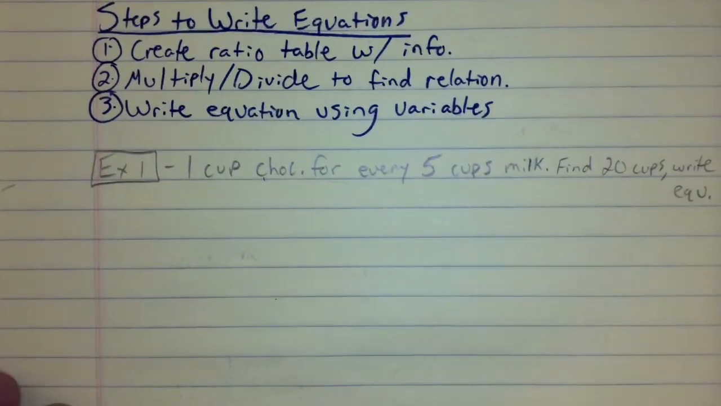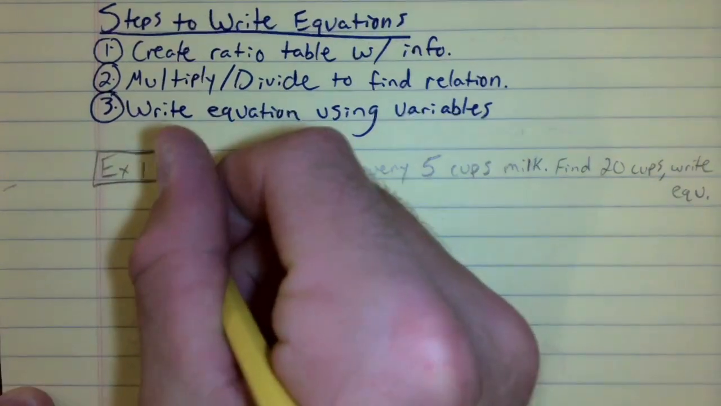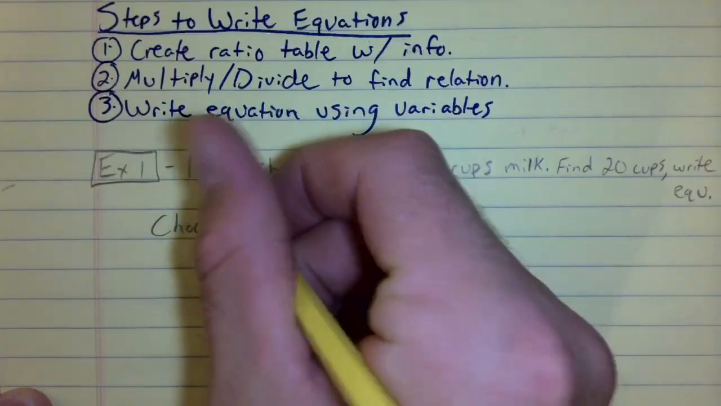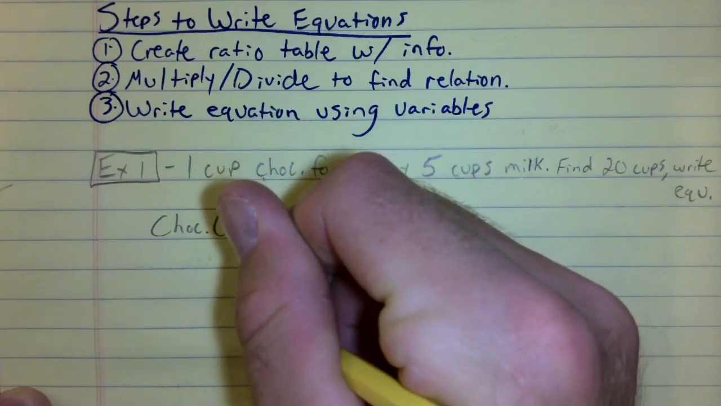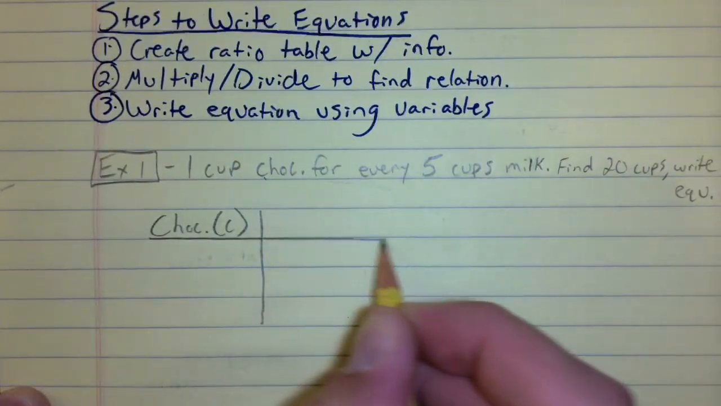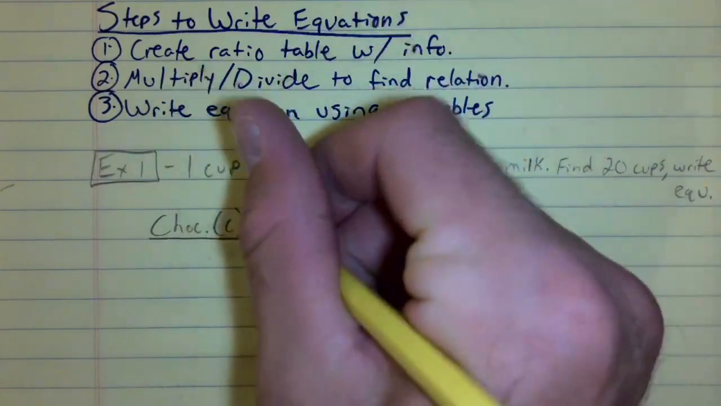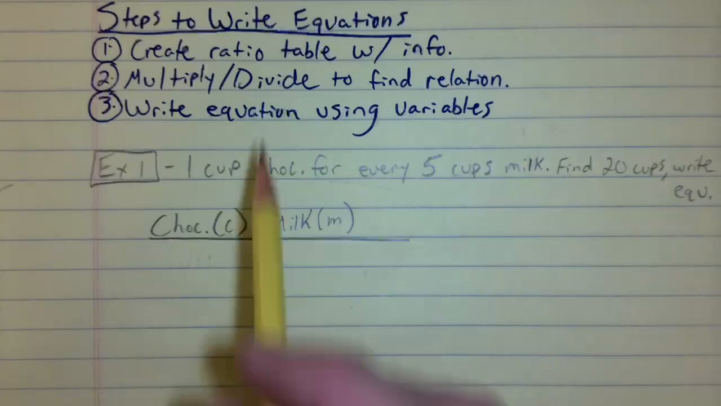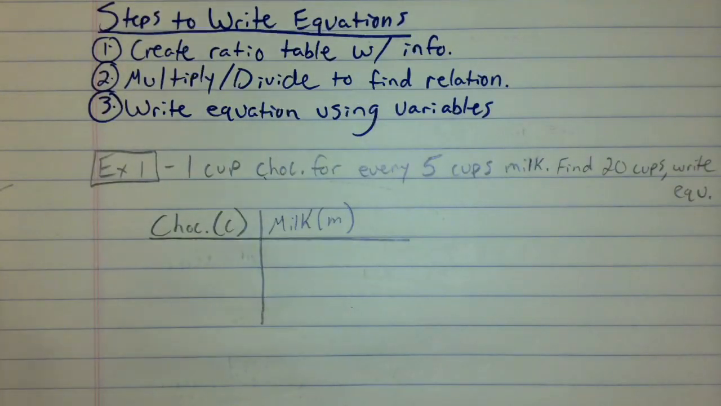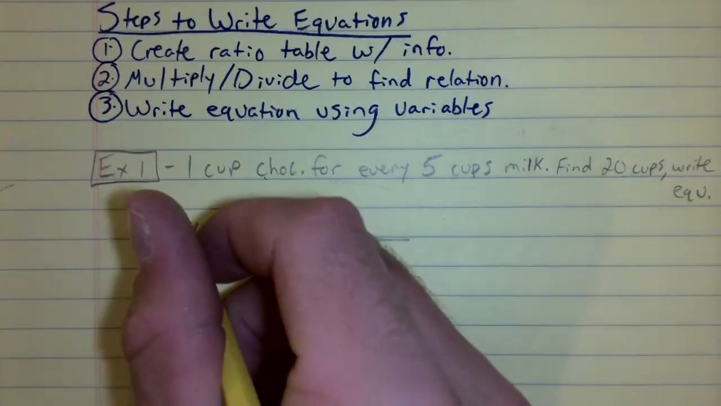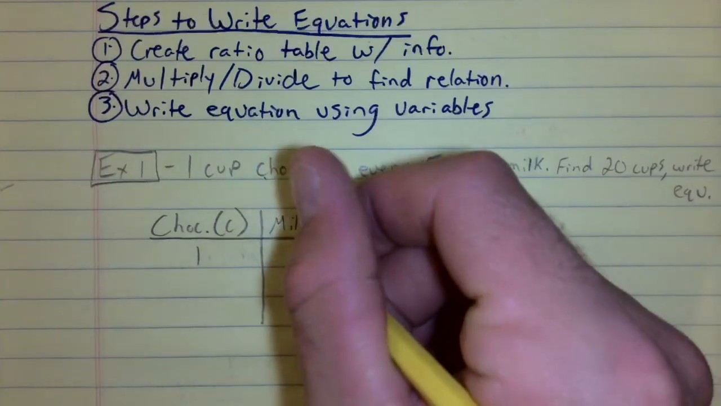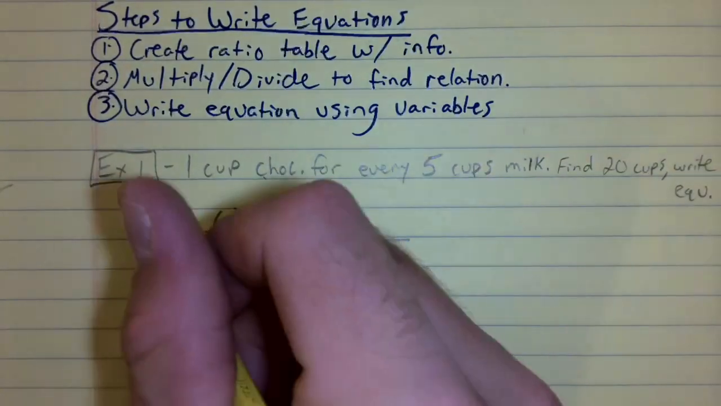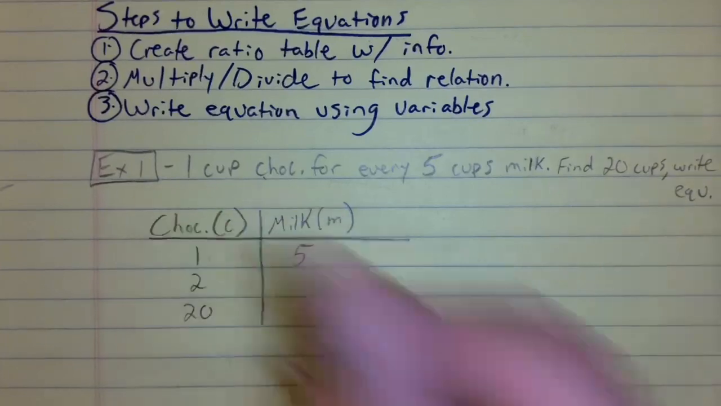But it just says step one to create the ratio table. So go ahead and create your table. First off, we'll write chocolate, and then just abbreviate with a C. And draw your line. And your next will just be milk, with an M. Then step one just says create ratio table with information. Well, we know we have 1 cup chocolate for every 5 cups milk. Now, we also need to find 2 and up to 20.